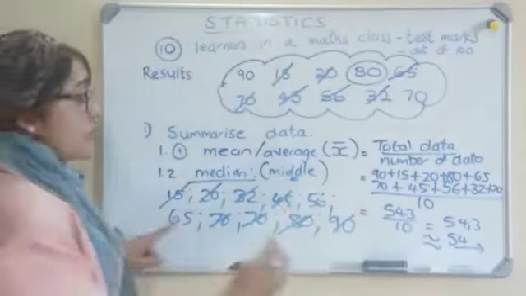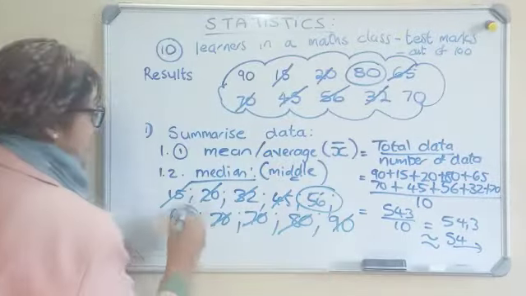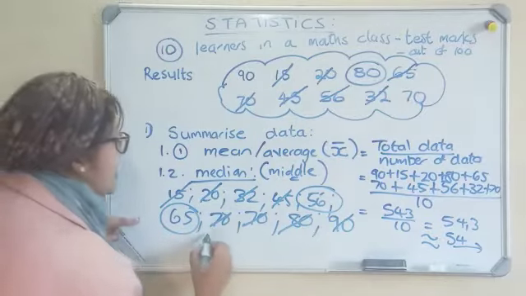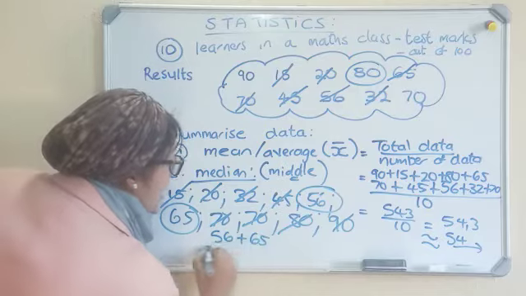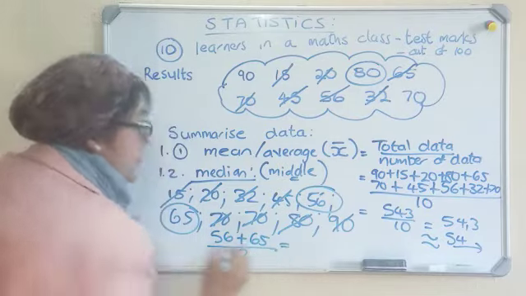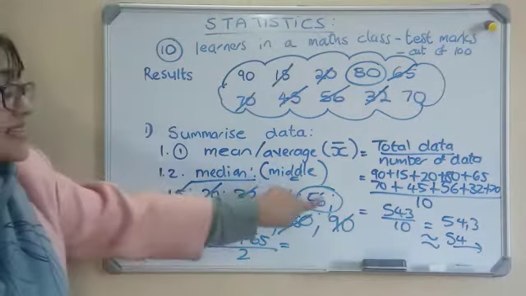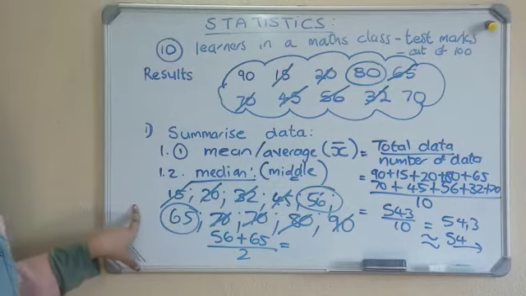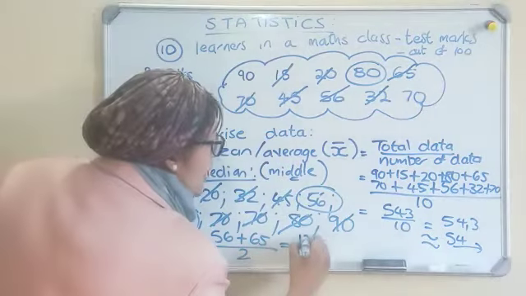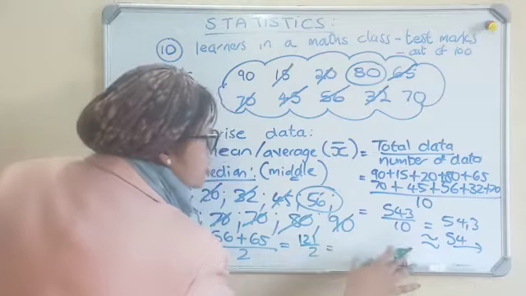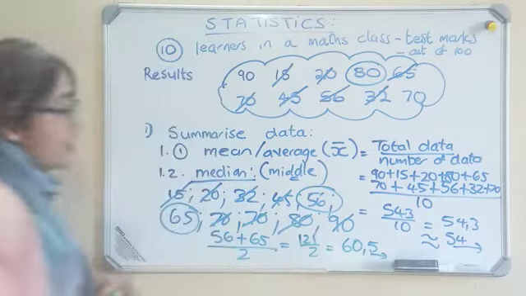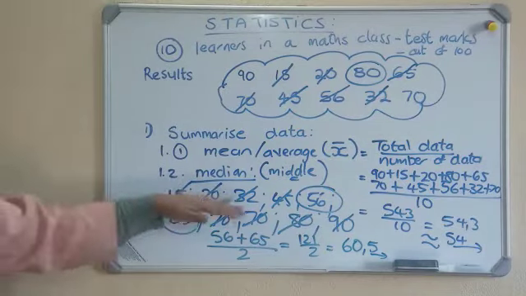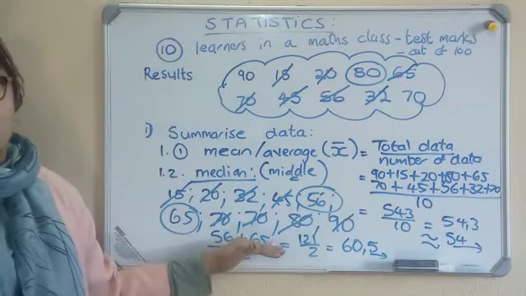So what we're going to do is I'm going to ring these two here. So I will say it's 56 plus 65, and I will divide it by 2 because the median here will be the center of 56 and 65. That equals 121 divided by 2, which gives you 60.5. Okay, so that's the median for the class performance.